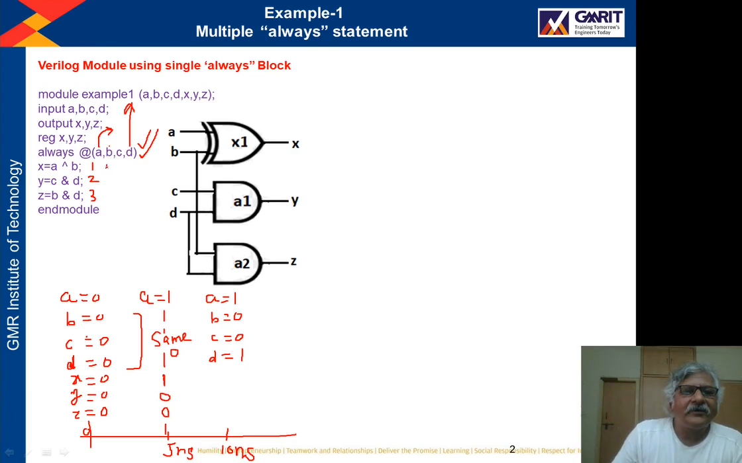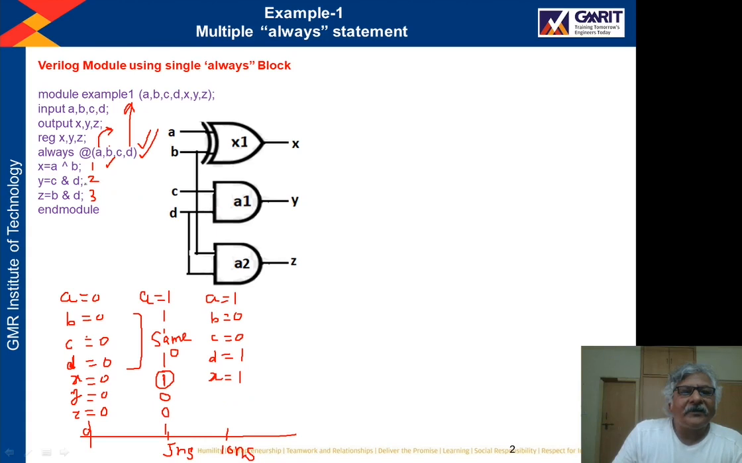executed. So first statement, A XOR B. A is 1, B is 0. So A XOR B is 1. So at 5 ns, A XOR B, that is X, is 1. So now also there is no change in the value of X. So it will remain 1.